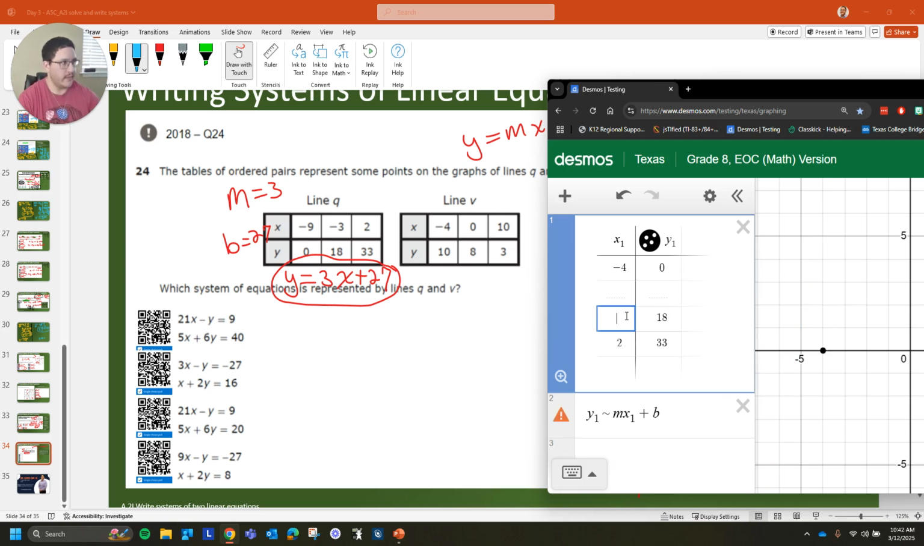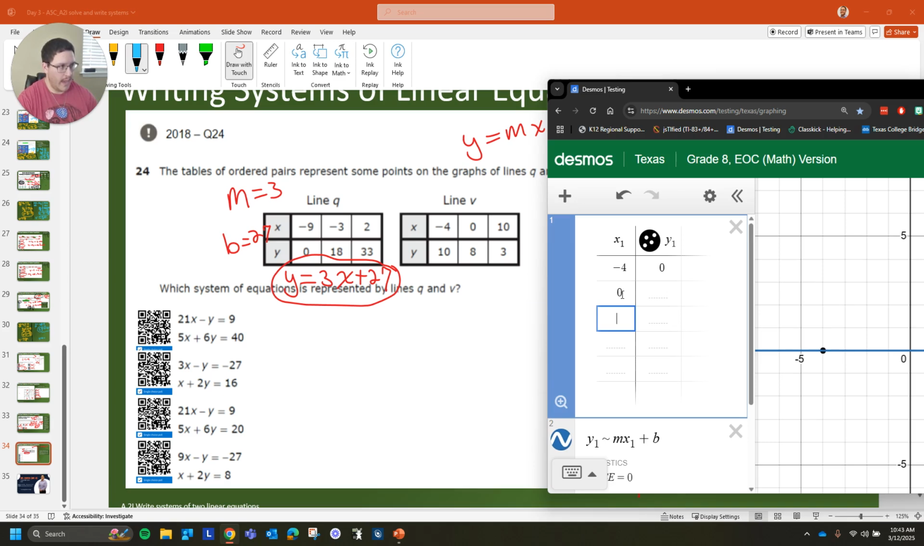I'm going to erase these. So this should be -4, 0, and 10. And then we have, for -4, we have 10, 8, and 3.